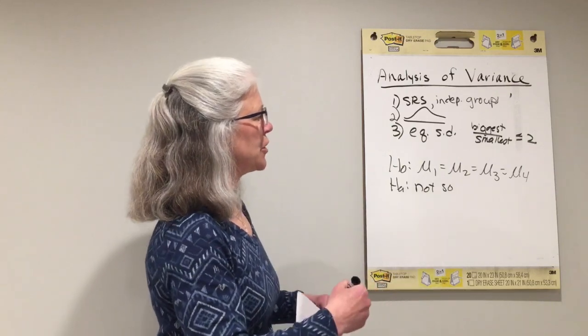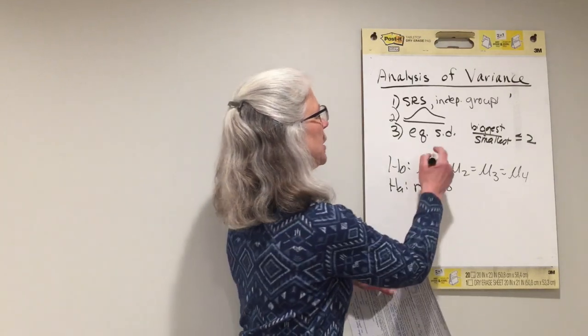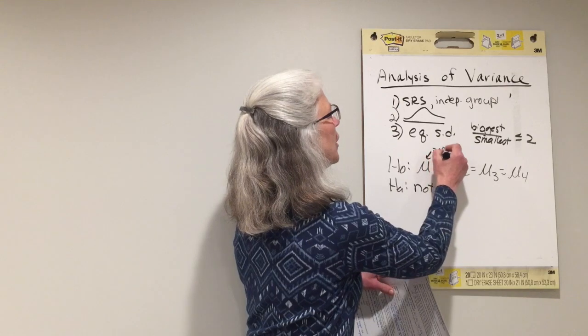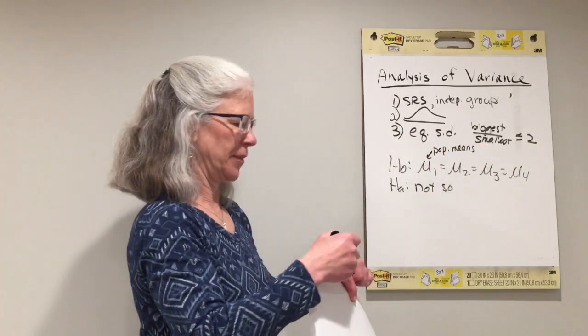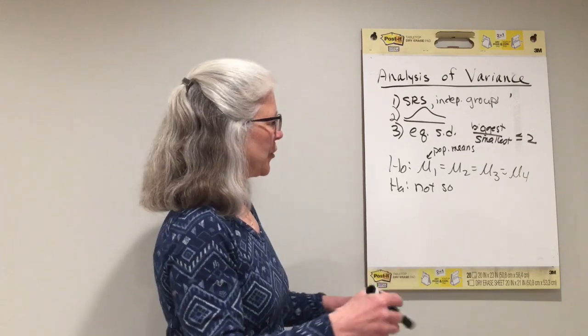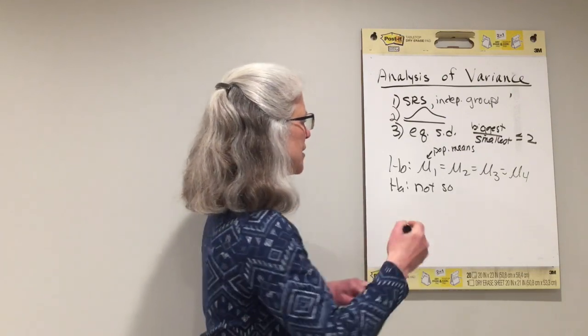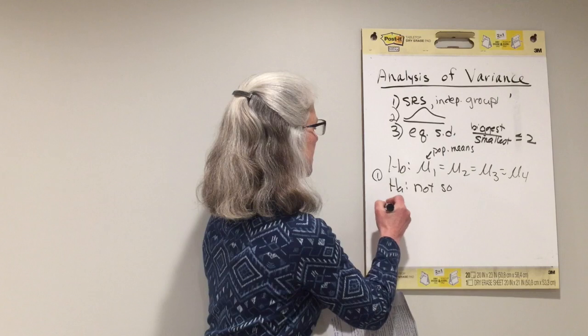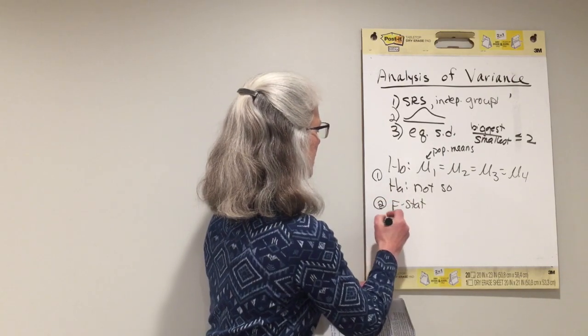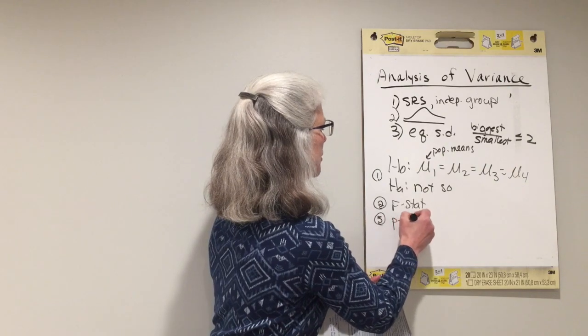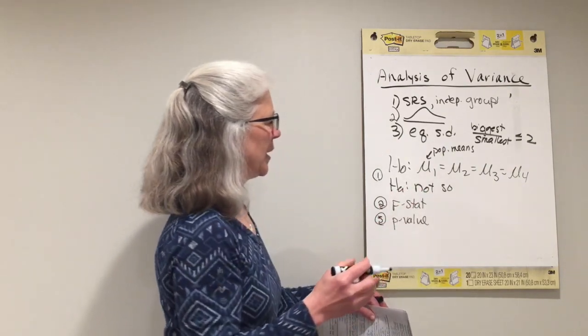Make sure that you are specifying the population mean here. We're not talking about sample means. We're talking about the means in the population. So that's step 1, hypotheses. Step 2 is an F statistic, which we'll just pluck off the output. We will never compute it. Step 3 is a p-value, which again we will just pluck off the output.